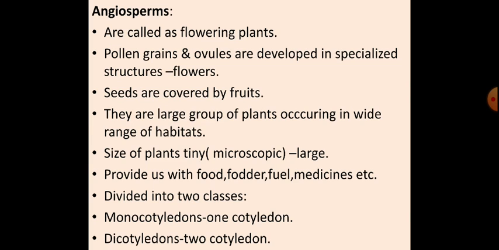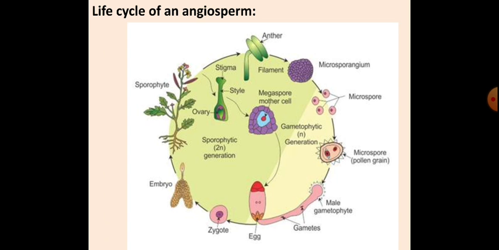So, angiosperms are mainly divided into two classes. One is monocotyledon and the second one is dicotyledon. Monocotyledon means one cotyledon, ekadala. Dicotyledon means two cotyledons, dvidala. So this is about angiosperms.